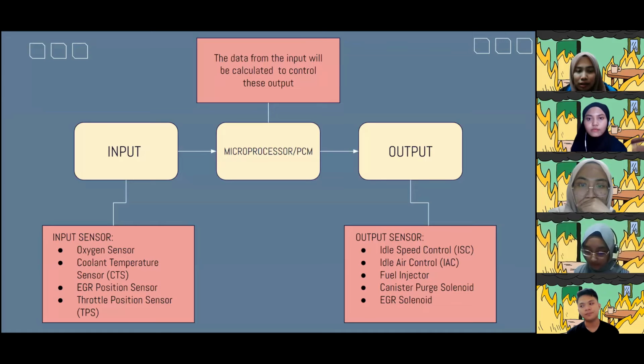Therefore, from the inputs, such as the oxygen sensor, coolant temperature sensor (CTS), EGR position sensor, and throttle position sensor (TPS), the data will be sent to the microprocessor, or we call it PCM. So the data from the input will be calculated to control the outputs, such as idle speed control (ISC), idle air control (IAC), injector, canister purge solenoid, and EGR solenoid. Next, I will pass to Farisha.